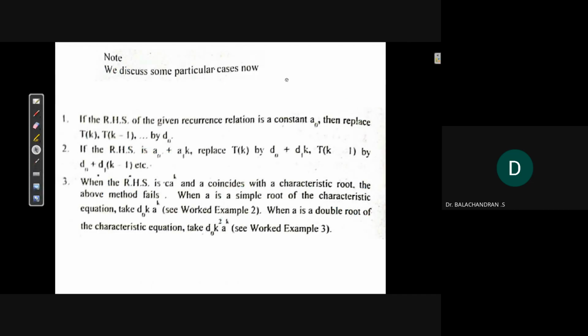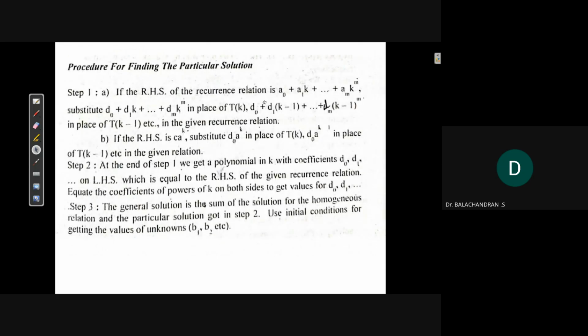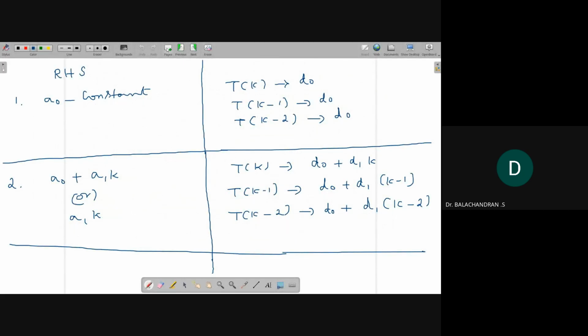Now the next one. Suppose you have a naught plus a1k, and then plus dot dot dot plus am k power m. Maybe I'll start from a naught to am, which is the most general case.